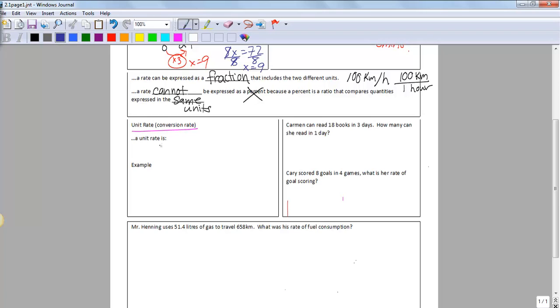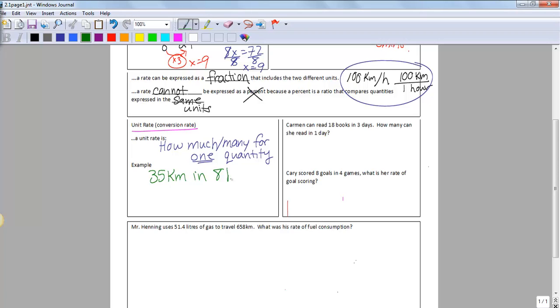So a unit rate is how much or how many for one quantity. So let's go back to this speed idea up here again. So let's say I can do 35 kilometers in 8 hours. Wait, no, that's not realistic. 35 kilometers in 6 hours. And I want to figure out how much I can do in 1 hour.